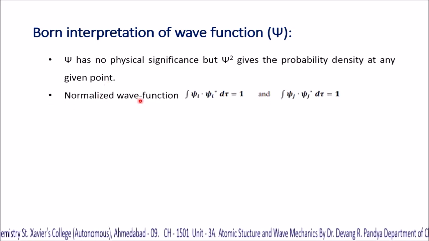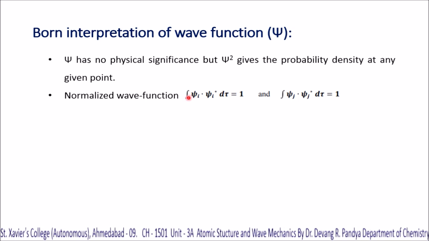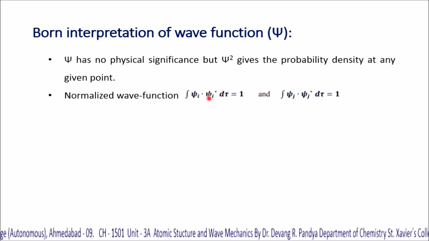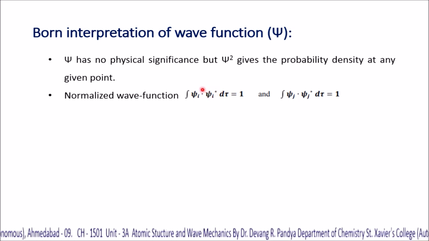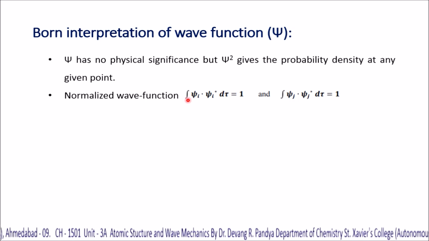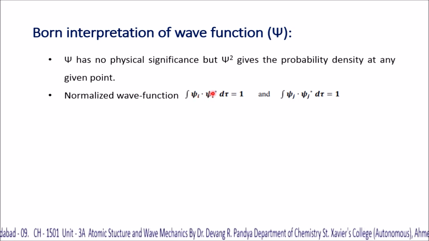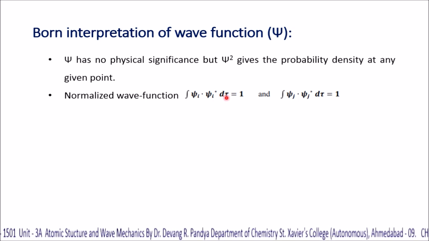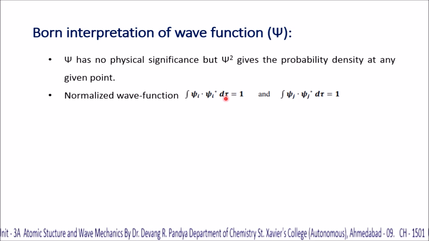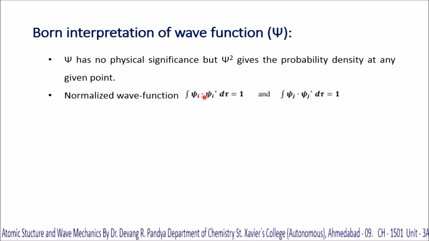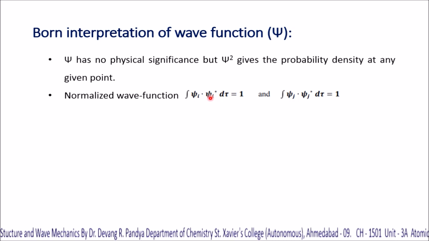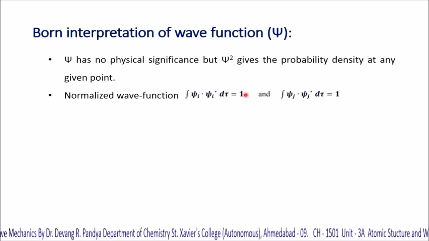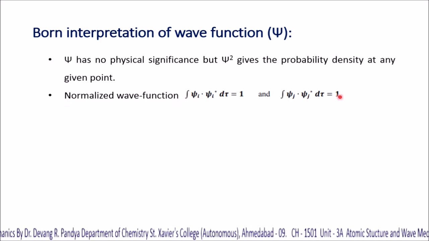According to Max Born, a normalized wave function can be represented as integration psi i into psi i star, where the star represents the complex conjugate of psi i. So integration psi i into psi i star, that is its complex conjugate, d tau, where tau represents dx dy dz, that is three different directions, is equal to 1. When this integration gives 1, it is considered a normalized wave function.